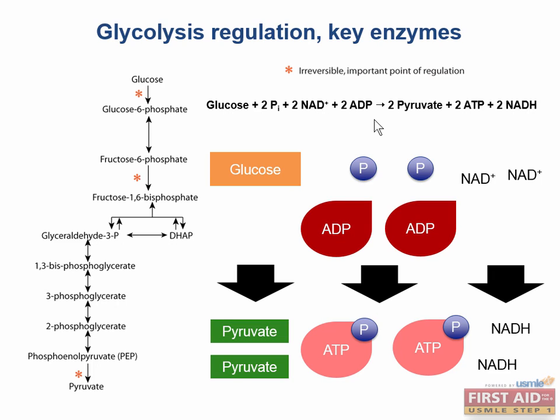Now, what is the important takeaway message for this slide? Well, the important part to see is that you need 1 glucose molecule to make 2 pyruvates and 2 ATP, as well as, in the process, 2 NAD plus molecules get reduced into our NADH molecules.